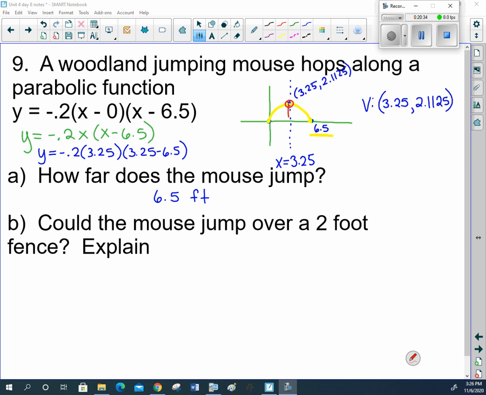So do we think the mouse could jump over the 2-foot fence? Yeah, because the vertex is 2.11 feet. We can see right here that we calculated the height at 2.1125 feet. 2.1125 feet is definitely higher than 2 feet. So yes, I think that the mouse could just skim over that fence.